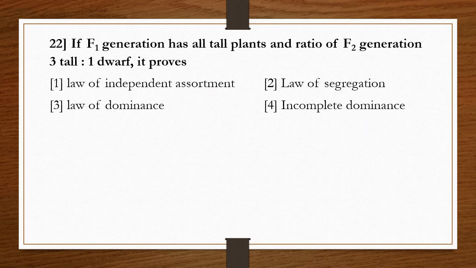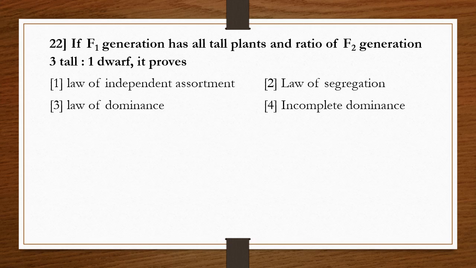Question number 22. If F1 generation has all tall plants and the ratio of F2 generation is 3 tall to 1 dwarf, it proves: option 1, law of independent assortment; 2, law of segregation; 3, law of dominance; 4, law of incomplete dominance. So law of dominance and incomplete dominance we cannot consider.